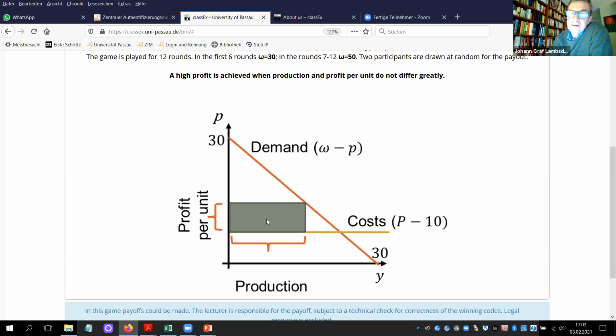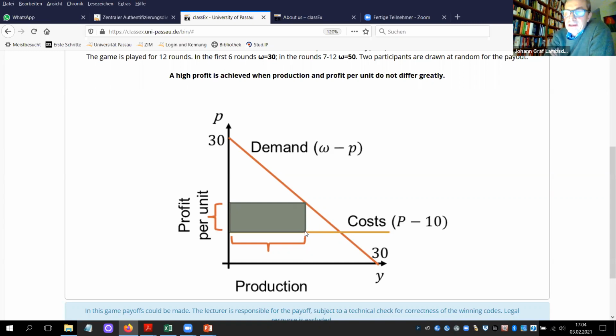So you can then derive the profit per unit, which is the height of this rectangle, and your production will be automatically chosen when you choose this price. Then this is demand, and you automatically produce accordingly, and so this would then be production.